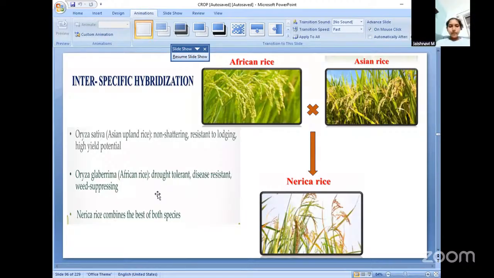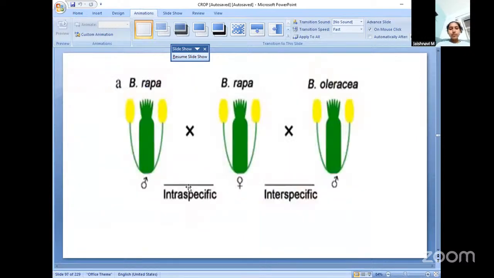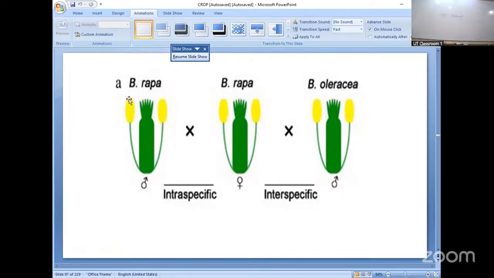Yes, ma'am. Okay, I think you have studied this in 9th standard also. Yes, ma'am. Hybridization, I know all this. See the difference between intraspecific and interspecific. Intraspecific is intervarietal only. Here this is Brassica rapa and both are the same. So intraspecific means between the same. And interspecific means the genus is same, but the species are different. This is interspecific. Right? Okay, ma'am.